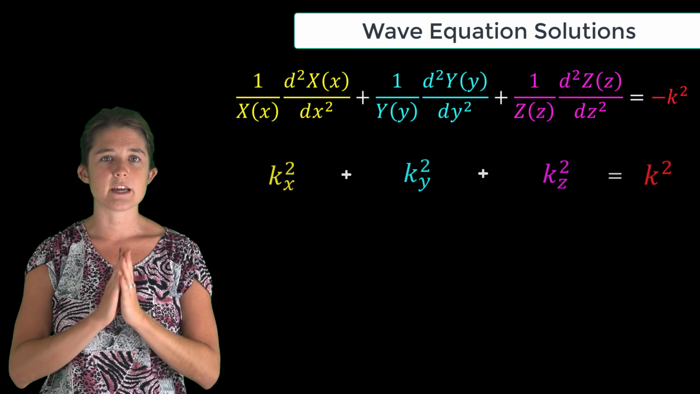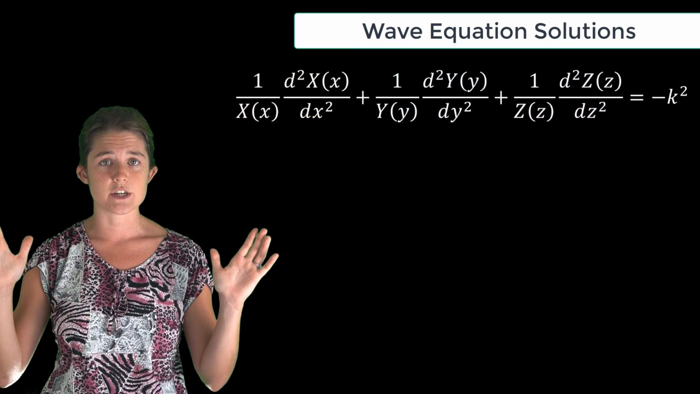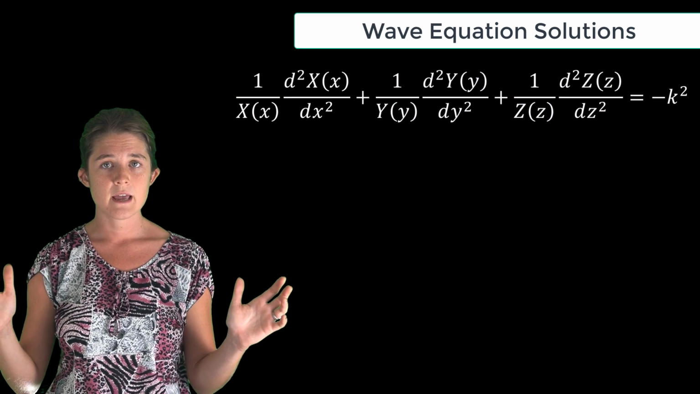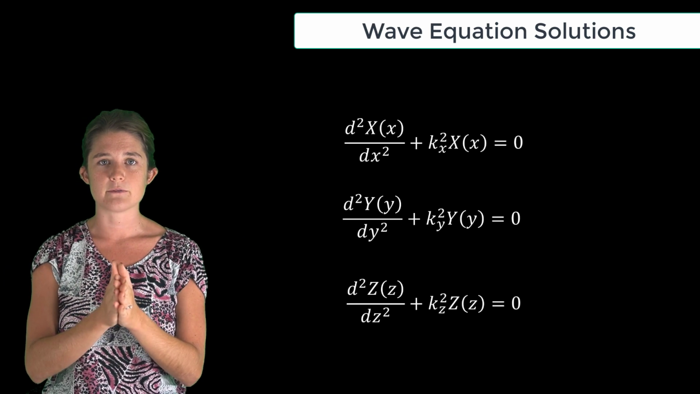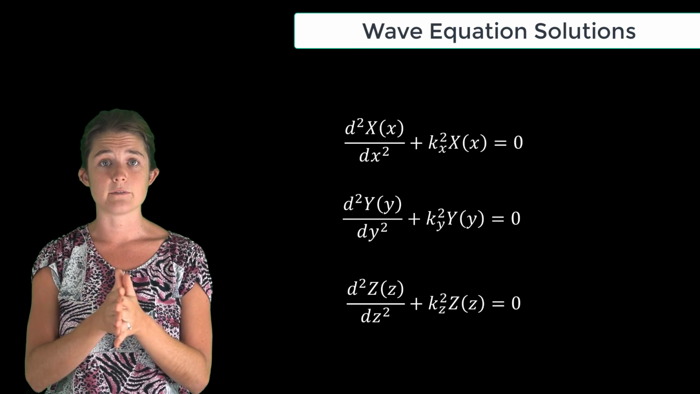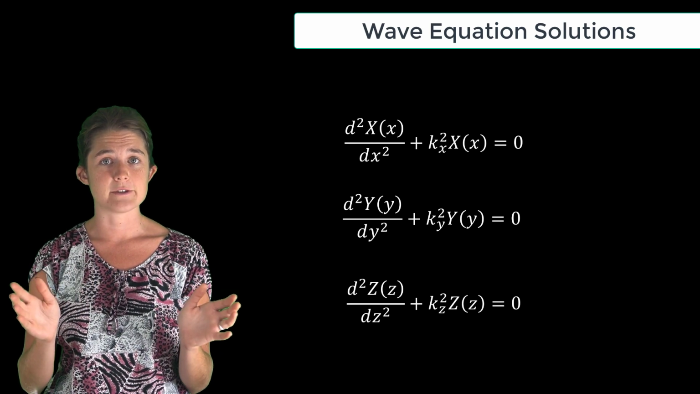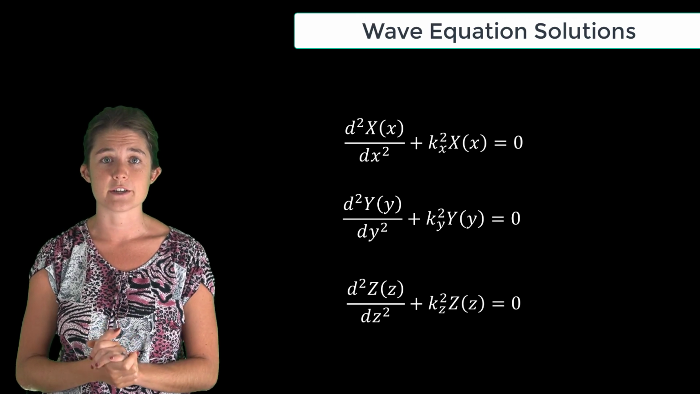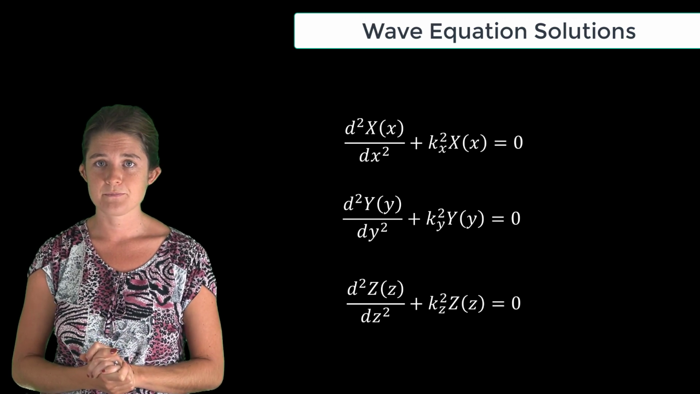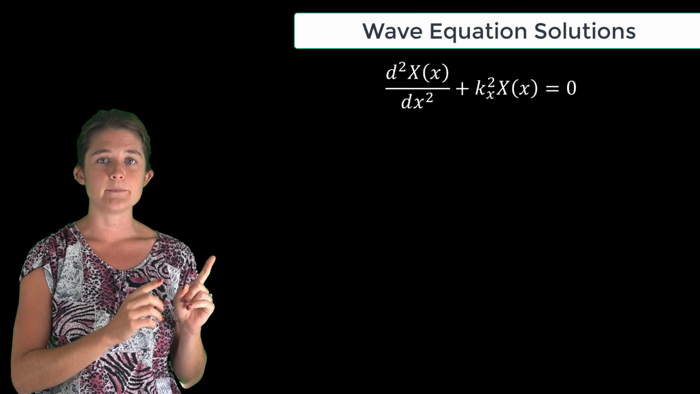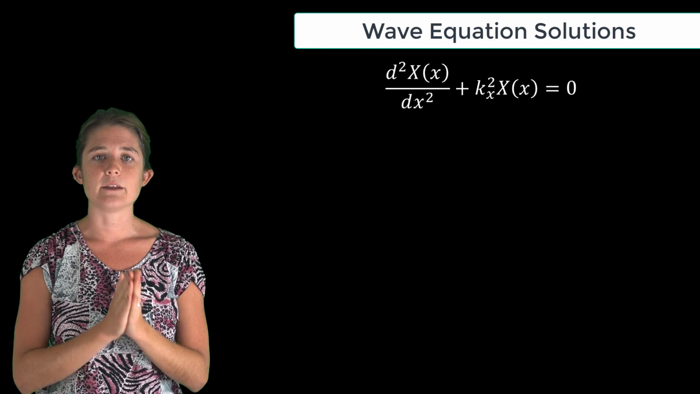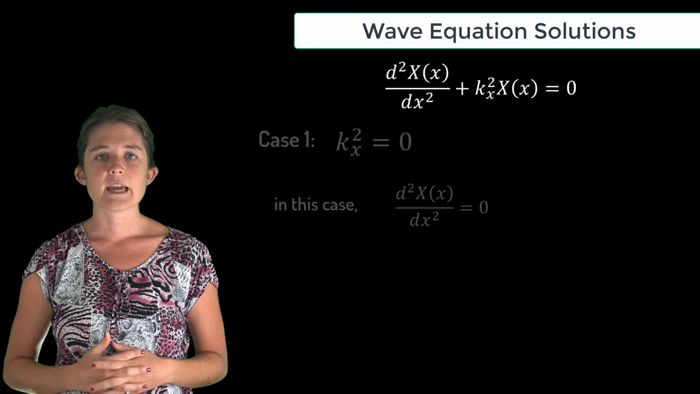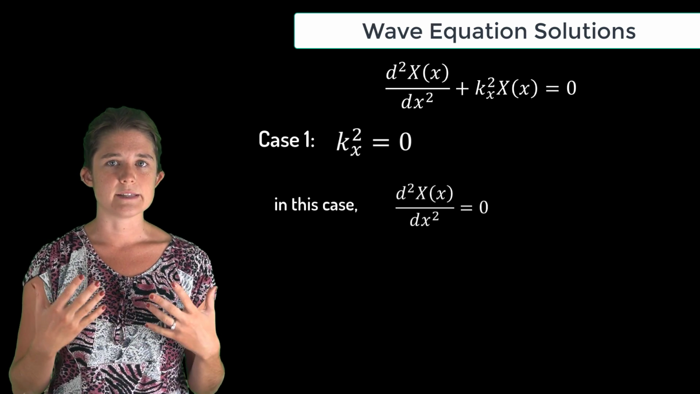So what we've done is take a very complicated differential equation in three spatial variables and split it into three very simple differential equations, each in a single variable, and all three of the same form. And it turns out that this is a very familiar differential equation with well-defined solutions. Let's take the first one as an example, X of x, and look at it in three cases. Case 1 is when kx squared is 0.